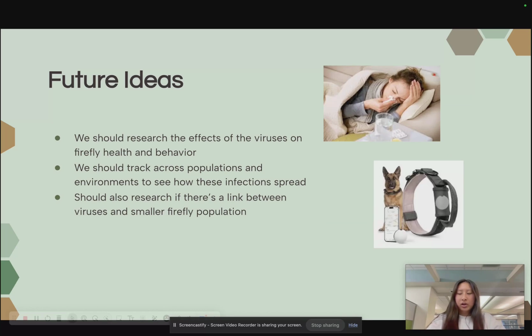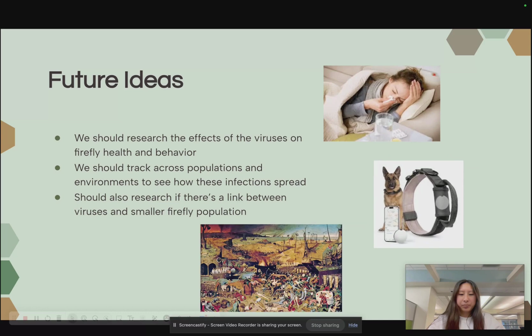For example, we could put tracking collars on all the dogs in Chapel Hill, and we would get multiple populations and multiple environments because these are different breeds of dogs that are spread out over the entire town. Third, we should also research to see if there's a link between viruses and smaller firefly populations. In other words, we would be observing if viruses kill these fireflies in large numbers, just like how the Black Death killed much of Europe's population.